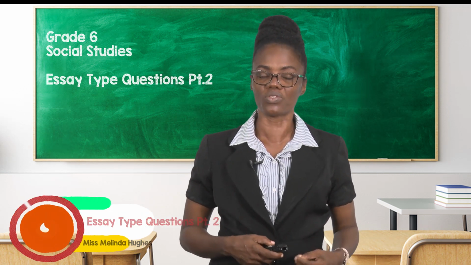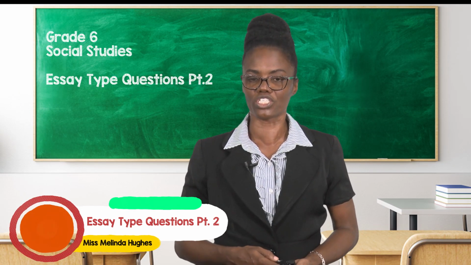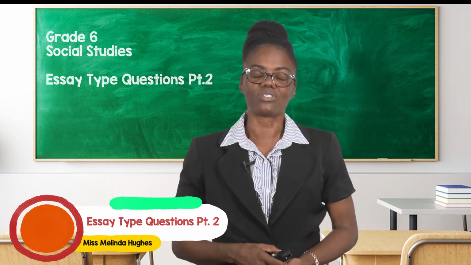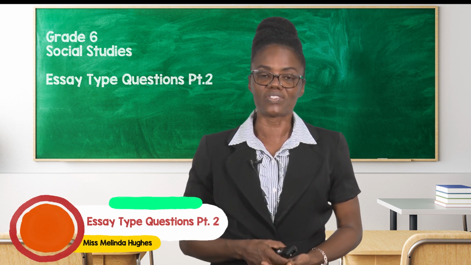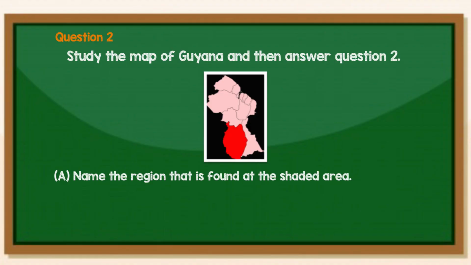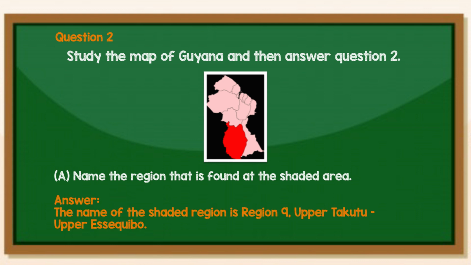And so each one of those has a very simple explanation. Let's look at question 2. Question 2 is based on the map of Guyana. A, name the region that is found at the shaded area. Boys and girls, I am sure you are acquainted with the map of Guyana and the location of the administrative regions. Yes, boys and girls, the shaded area on the map is Region 9, Upper Takutu, Upper Essequibo.